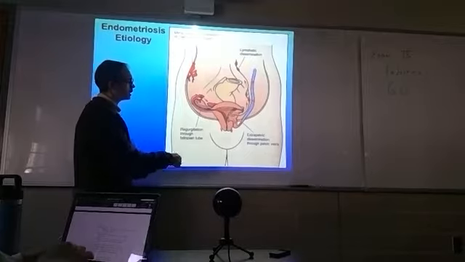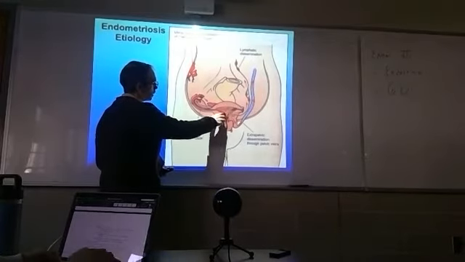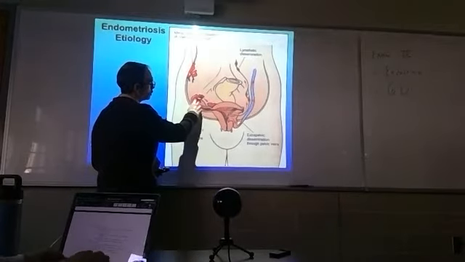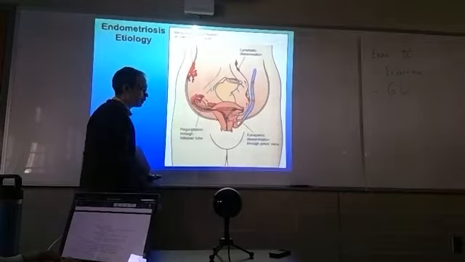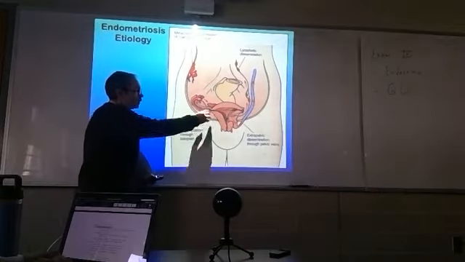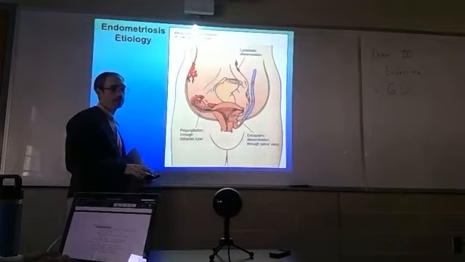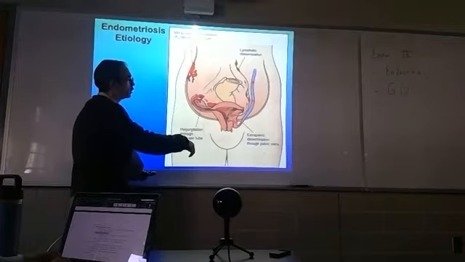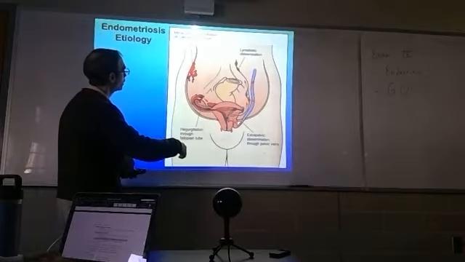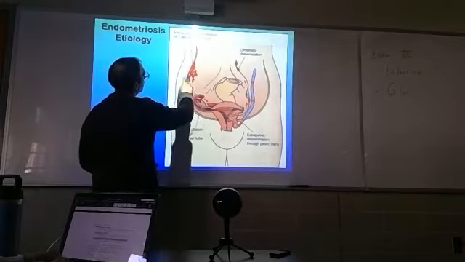Regurgitation theory proposes that menstrual blood refluxes up the fallopian tube and regurgitates right into the pelvic cavity. And some of this tissue is viable and implants. Okay, and then it'll again grow and cycle along with the woman's period. We have the metaplastic theory.